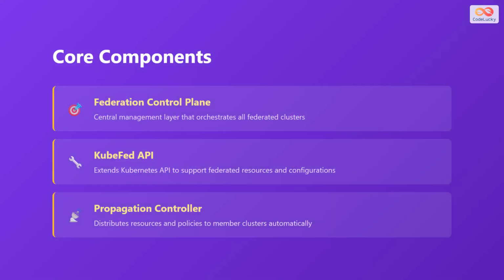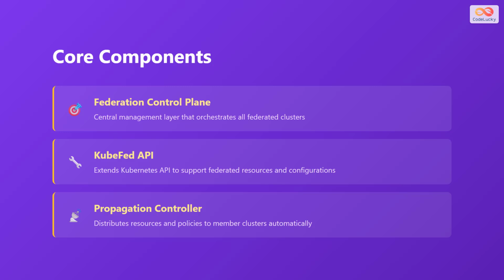Cluster Federation consists of three core components. First is the Federation control plane, which serves as the central management layer that orchestrates all federated clusters. Second is the KubeFed API, which extends the standard Kubernetes API to support federated resources and configurations.